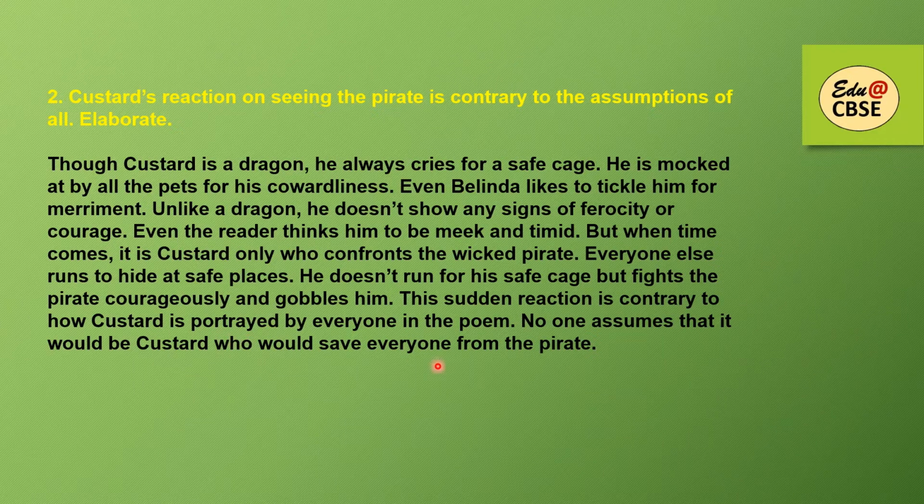This sudden reaction is contrary to how Custard is portrayed by everyone in the poem. No one assumes that it would be Custard who would save everyone from the pirate. So, उस background के basis पे कोई नहीं सोच सकता कि Custard जो है वो pirate को confront करेगा और सबको बचाएगा. So that is why it is contrary to everyone's assumptions.